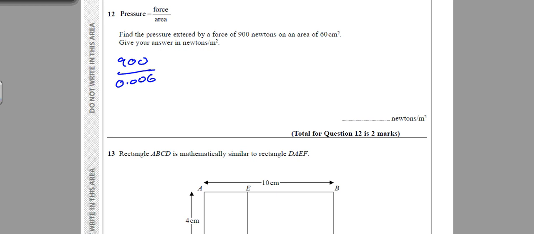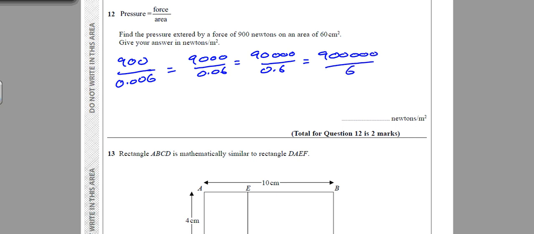So 900 divided by 0.006. Dividing with decimals, what we're going to do is times top and bottom by 10. So that's going to be 9,000 divided by 0.06. Times by 10 again. 90,000 divided by 0.6. Times by 10 again. 900,000 divided by 6. And then we can simplify that. So if we divide by 3, that's going to be 300,000 divided by 2, which equals 150,000 newtons per meter squared. And that is how you do that one.